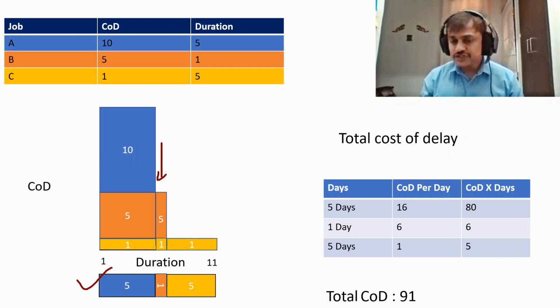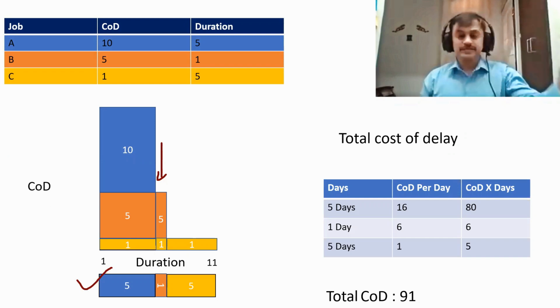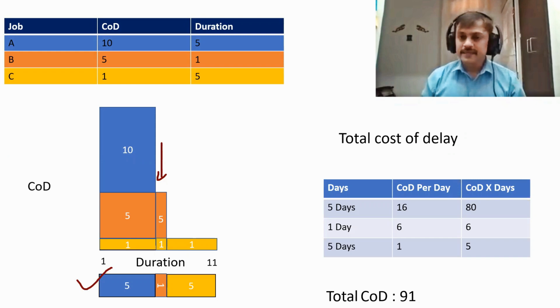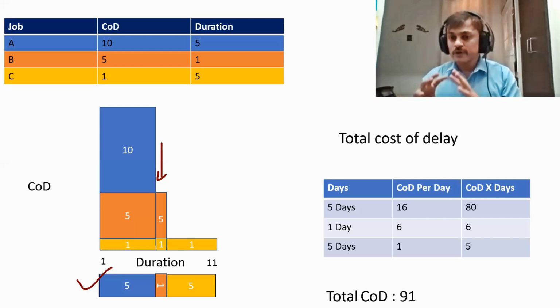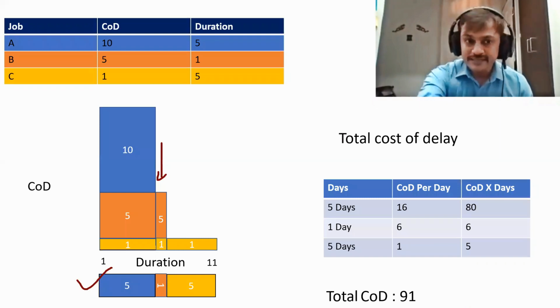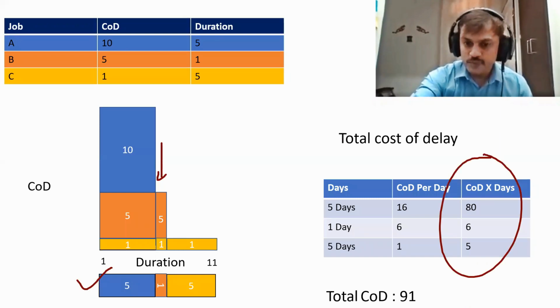On the 6th day, I'm done with the $10 thing, so I am no more losing $16. I'm just losing $6 because the 10 one is over. So for 1 day I lost $6, and it becomes a $6 overall cost of delay. For the last 5 days, I was losing just $1, so my overall 5-day cost of delay was 5. If I sum all these three together for all three jobs, my cost of delay in this particular sequence comes to 91.